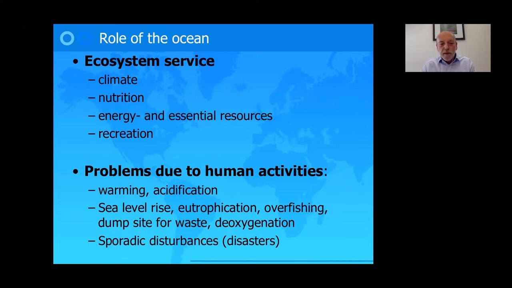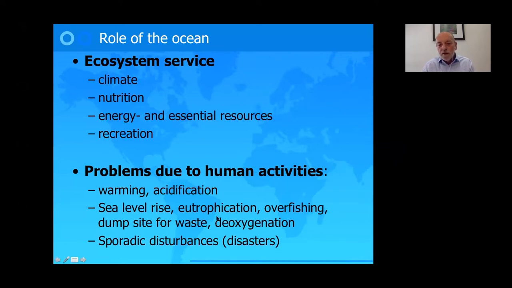And all our activities, which was shown in the cartoon before, lead to quite some problems, which I will address in the coming half an hour or so. I mean, human activities lead to a warming of the ocean. Global warming also affects, of course, the ocean. I will show you to what extent. It leads to an acidification of the ocean, which means the ocean is getting more acidic. This global warming leads also to sea level rise.